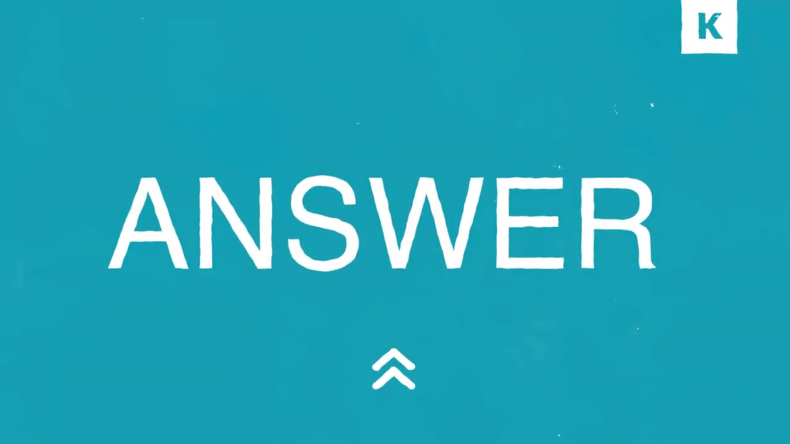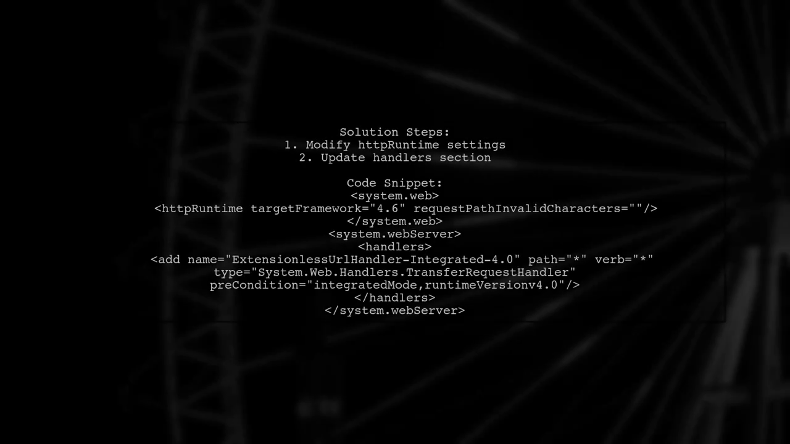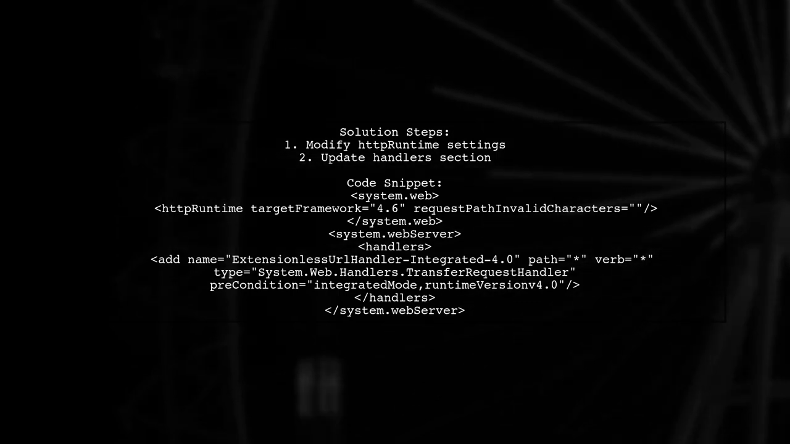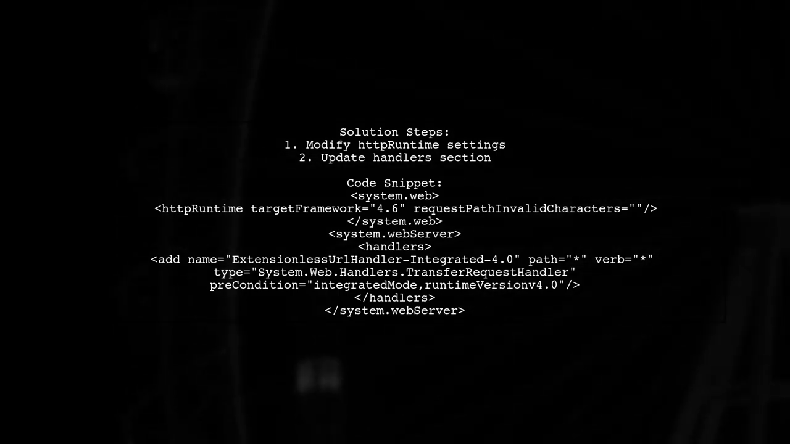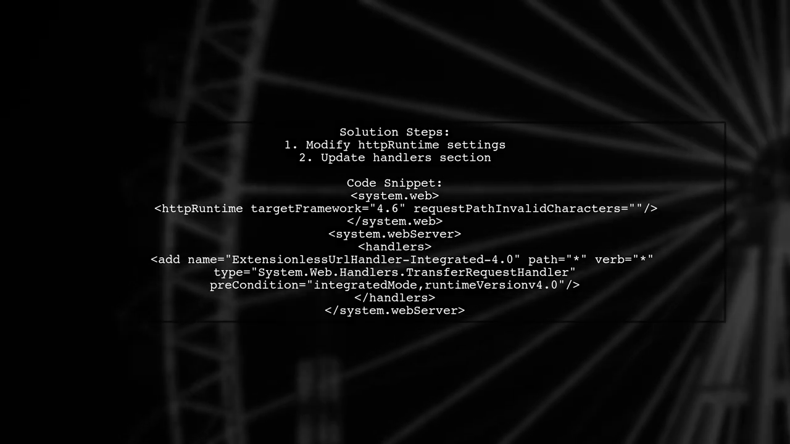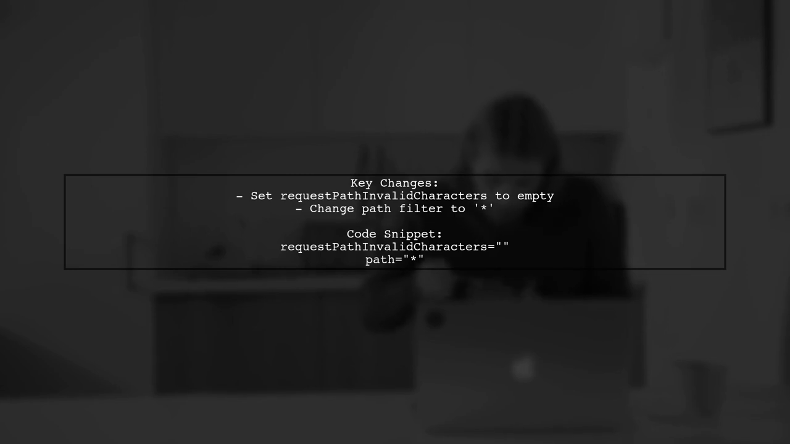Let's now look at another user-suggested answer. To fix the 404 error for URLs with invalid characters in your Web API proxy, make two changes in your web.config file. Make sure to set an empty list for request path invalid characters and change the path filter in the handler to a wildcard.